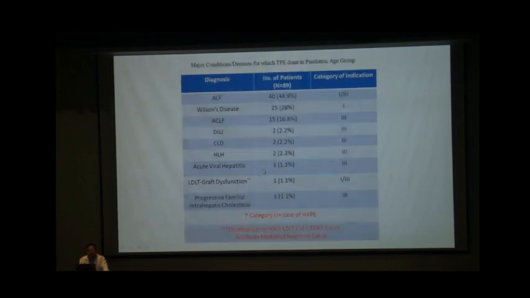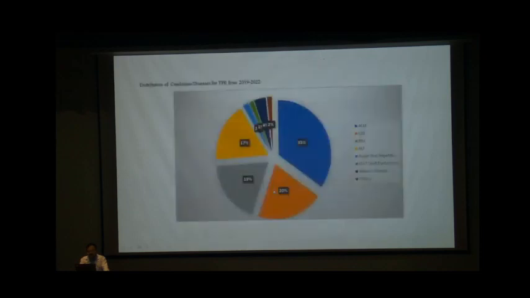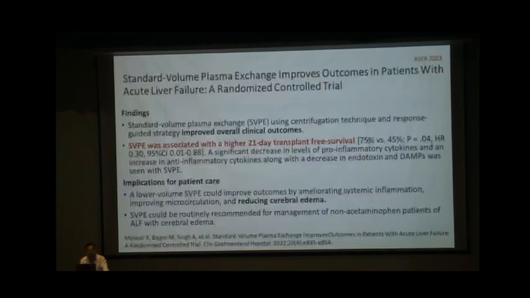While in the pediatric age group, ALF was the most important diagnosis, followed by Wilson disease, ACLF, DILI, CLD patients, hemophagocytosis and acute hepatitis, and also LDLT graft dysfunction patients. So this is the distribution, and we can see the majority are ACLF, CLD, DILI and ALF patients.